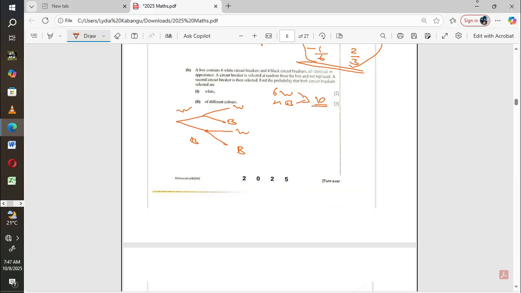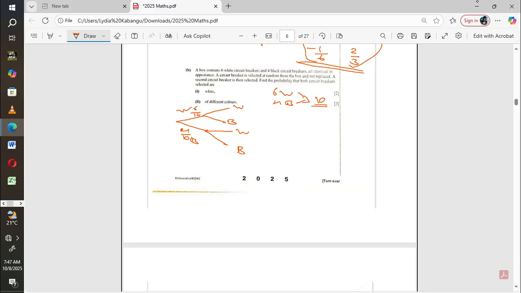Okay, so the white we had 6, so that will be 6 over 10. Black we had 4, so that will be 4 over 10. From there, the question continues: a circuit breaker is selected at random from the box and not replaced.